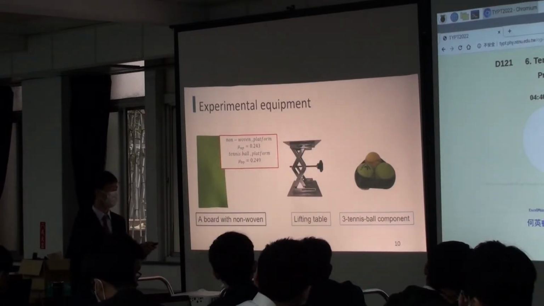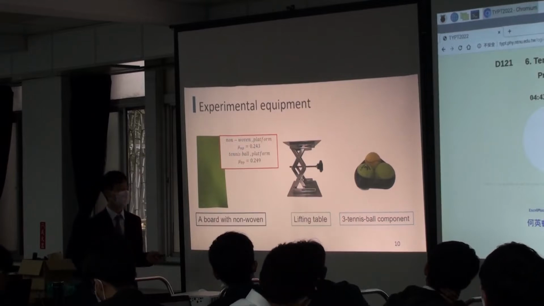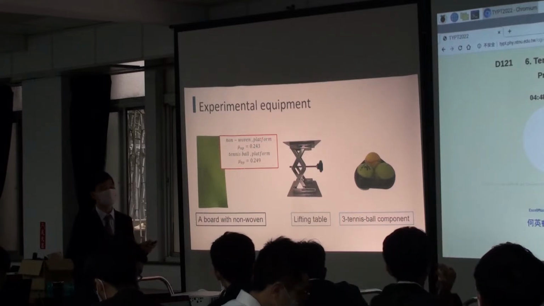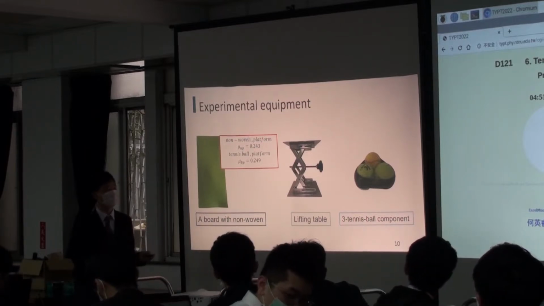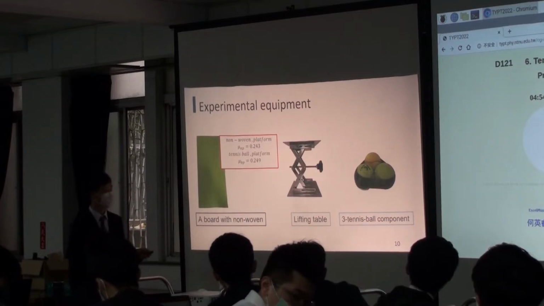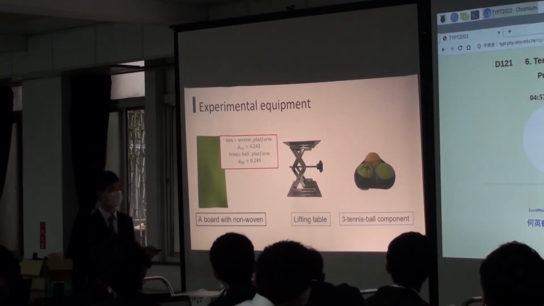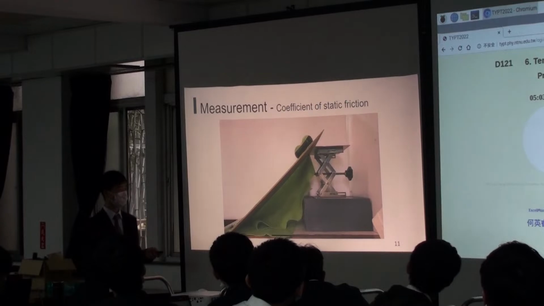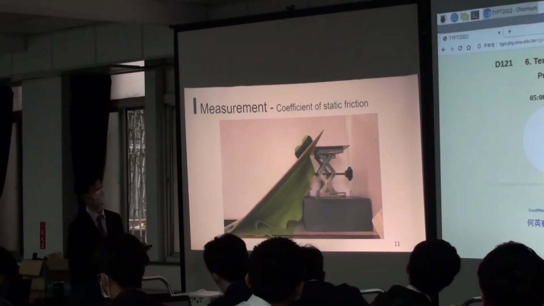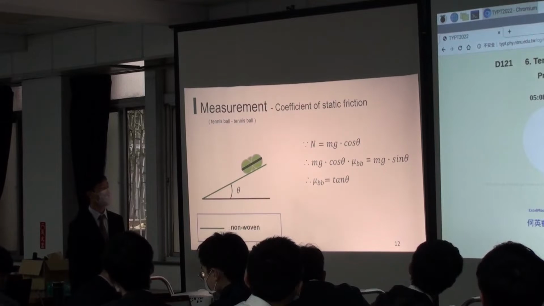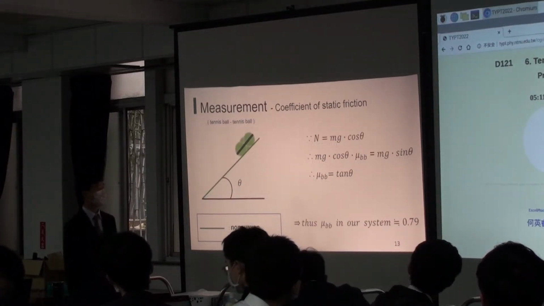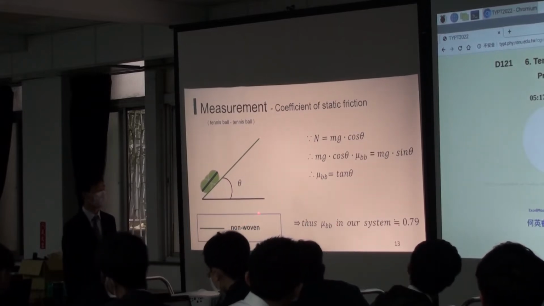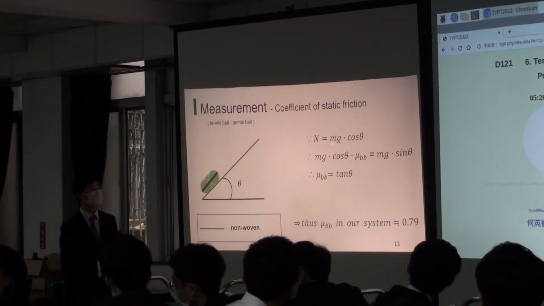And for our experiment equipment, we use a board with non-woven fabric, which is the most similar platform that we can find. The friction coefficient is similar to the tennis ball tower, and the lifting table can change the height and the angle, and the 3 tennis ball component. And this is how we measure the coefficient of static friction. So for this part, when the angle changes because of the lifting table, we control the height and change the angle, we can know this formula.